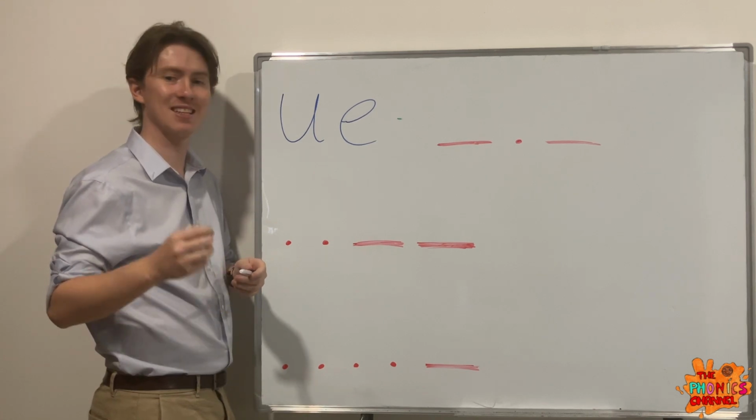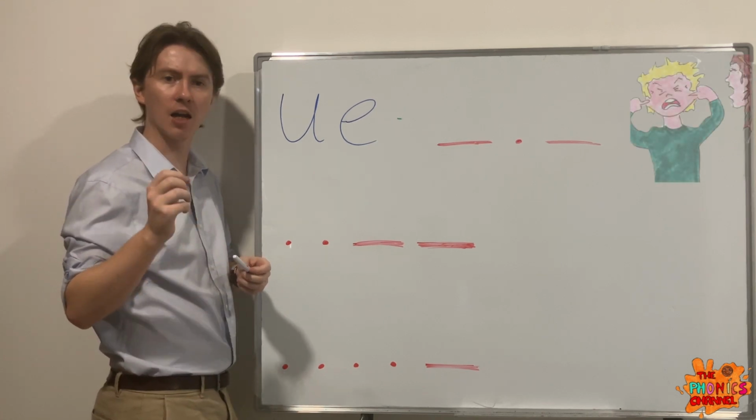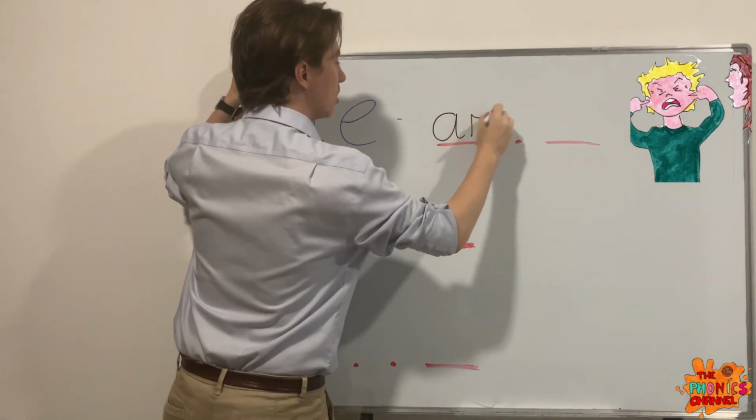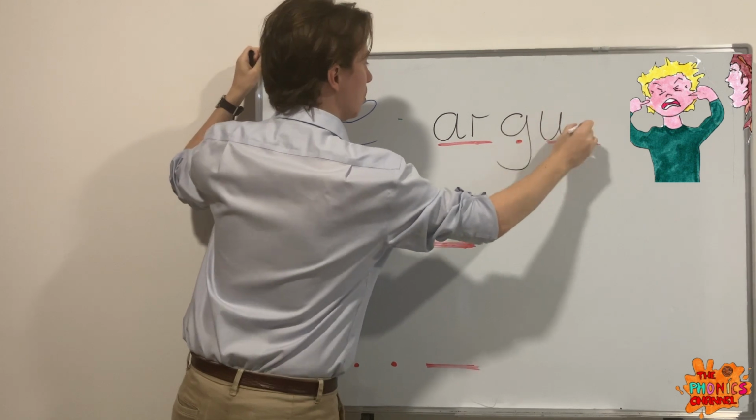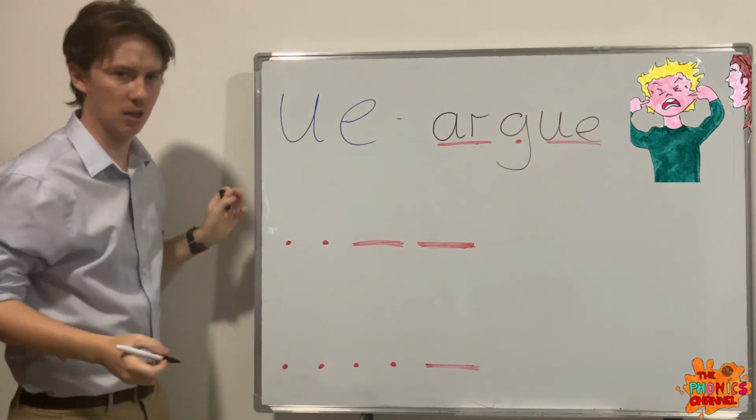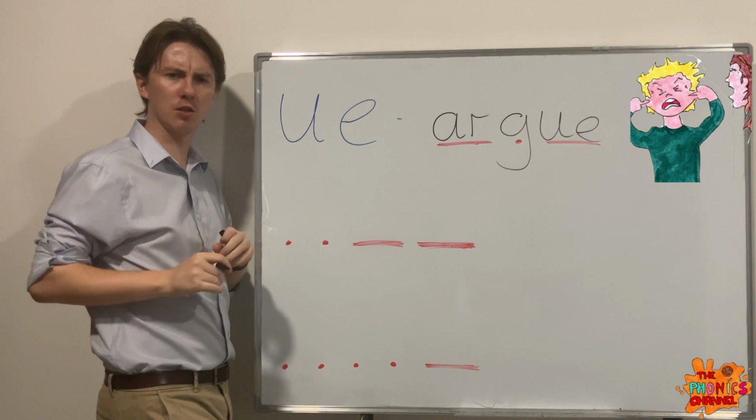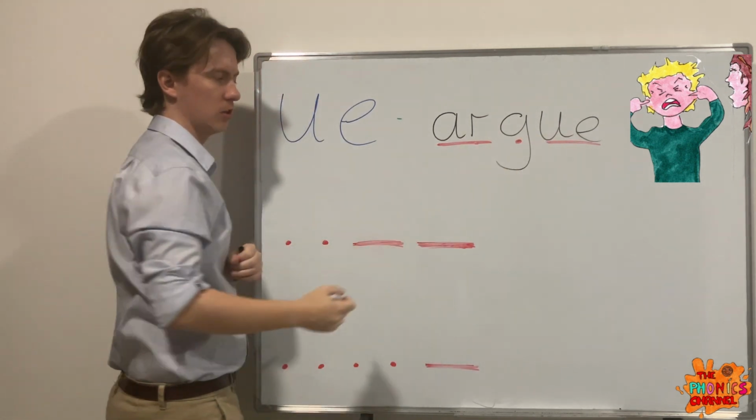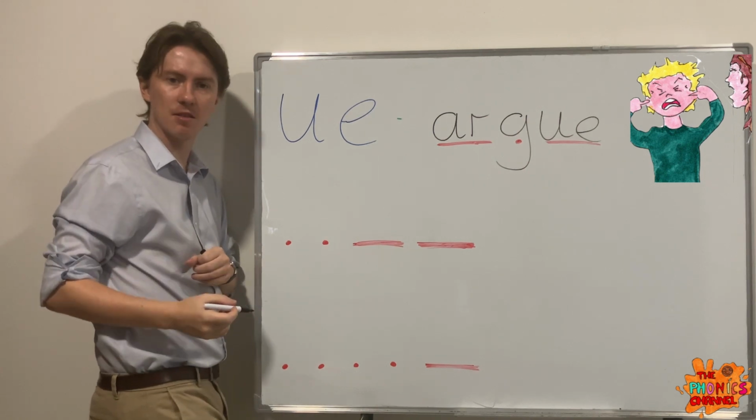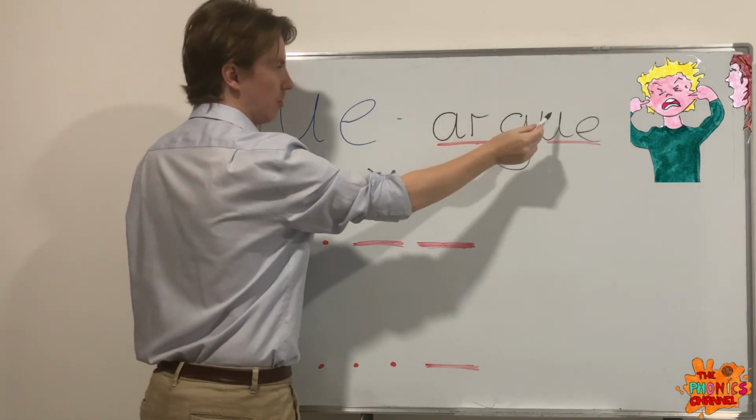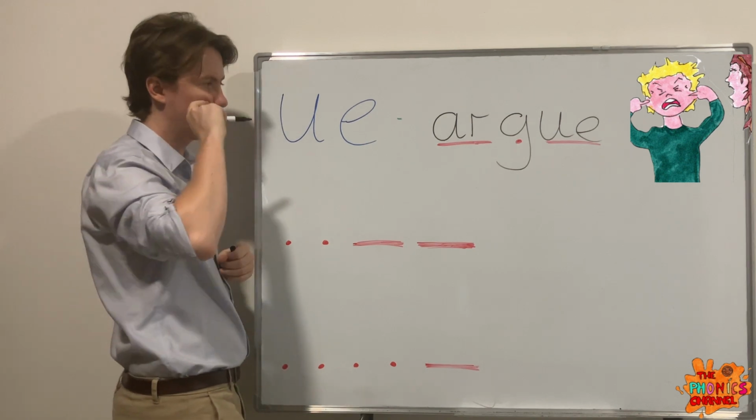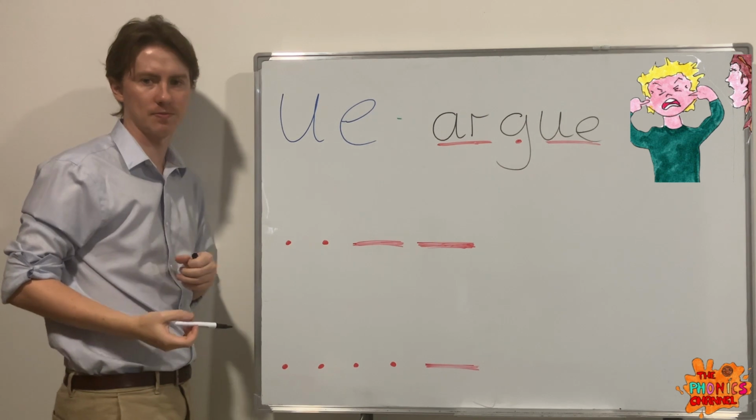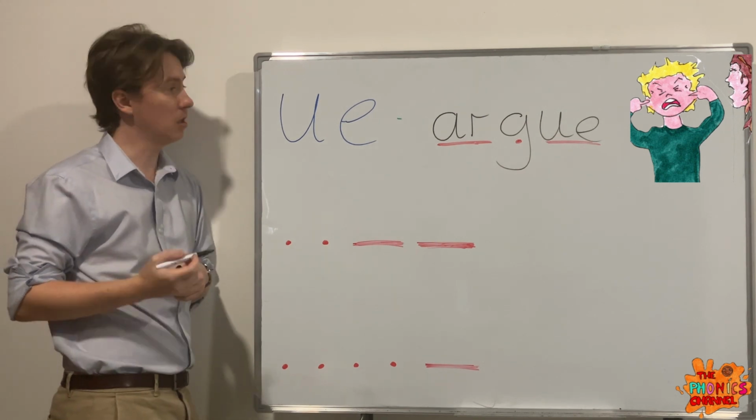And the first one is argue. Argue. I do not want to argue with you, okay? Argue. How many letters does argue have? 1, 2, 3, 4, 5. 5 letters. How many sounds? Argue. 3 sounds. So yes, it can be U as well.